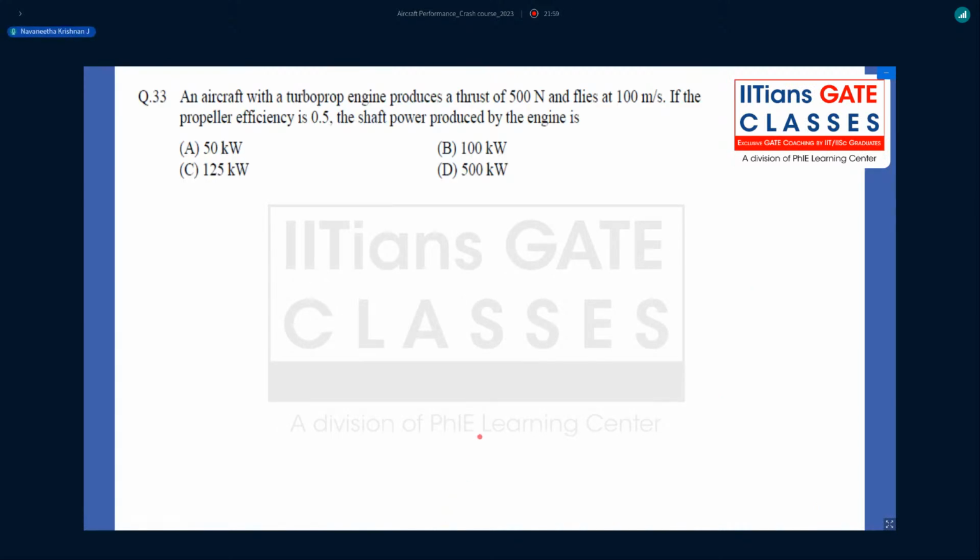Next. Question number 33. An aircraft with a turboprop engine produces a thrust of 500 Newton and flies at 100 meter per second. If the propeller efficiency is 0.5, the shaft power produced by the engine is option A 50 kilowatts, option B 100 kilowatts, option C 125 kilowatts, option D 500 kilowatts.